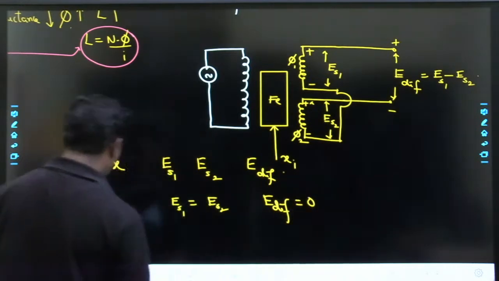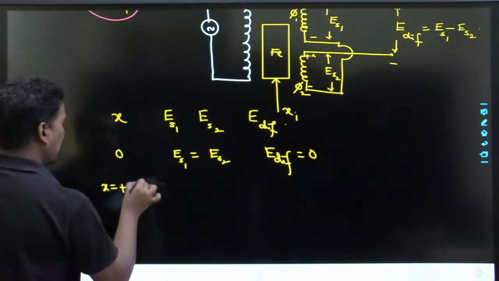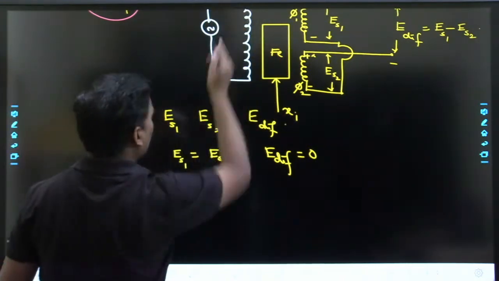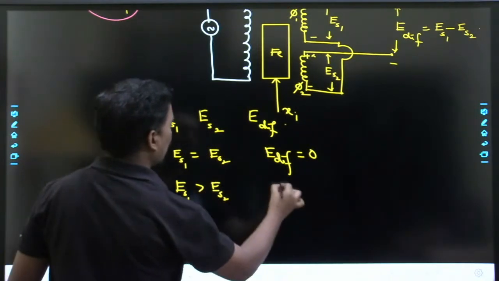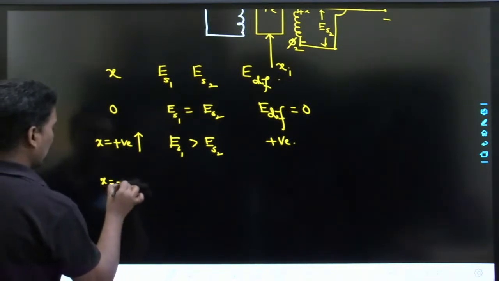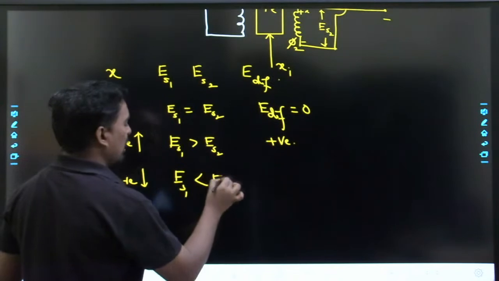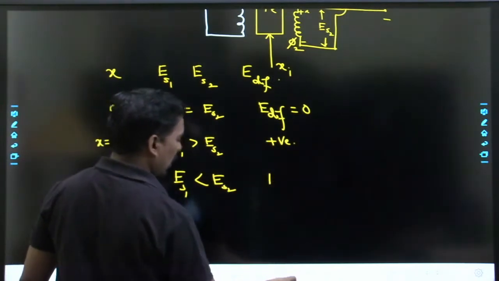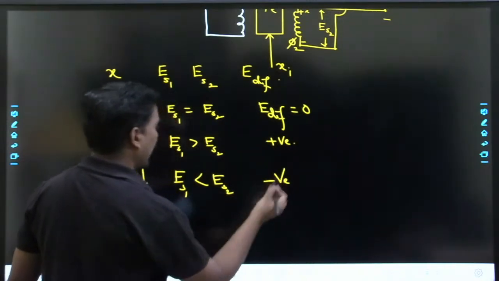All of you are following, my dear students? If displacement moves in the forward direction, if X is positively increasing, moving upward, then ES1 will be more than ES2, and E differential will be positive. If the displacement is in the negative direction, then ES1 will be lesser than ES2 and E differential will be negative. All of you understood?